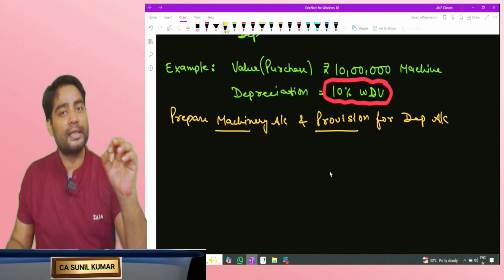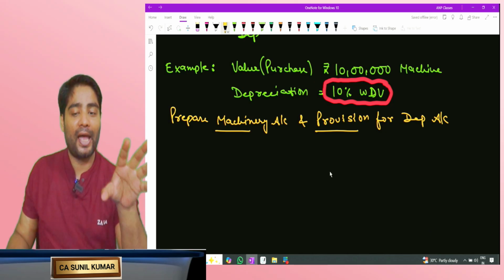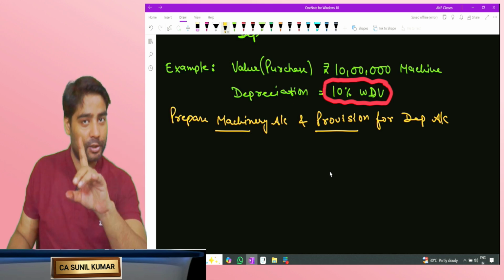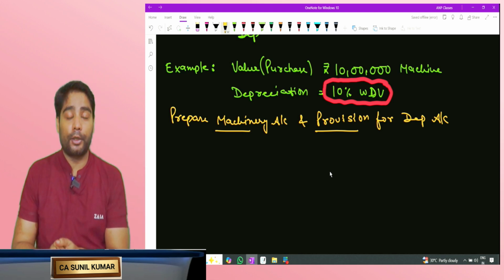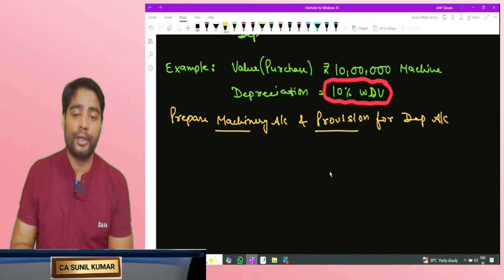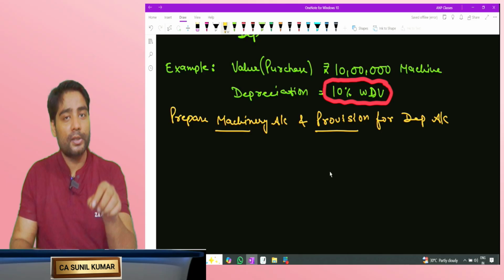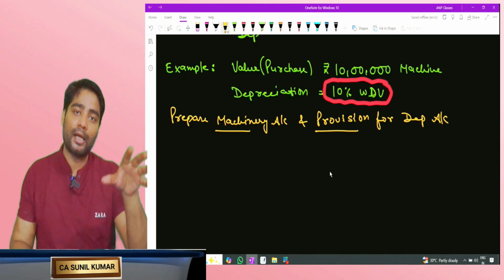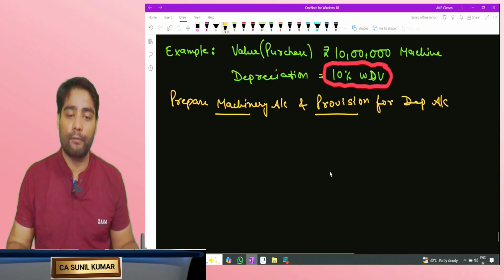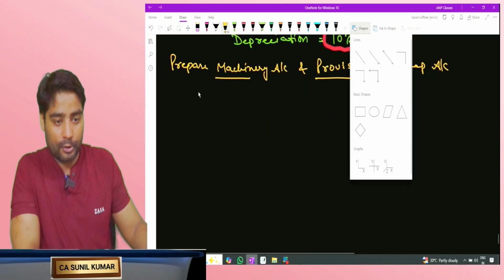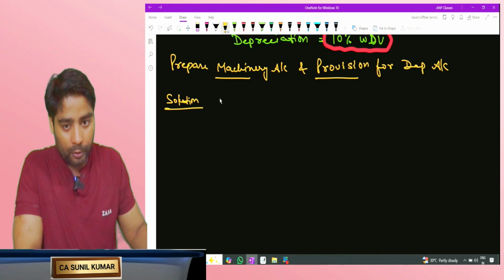Now in this question, it is not specifically written that you have to show the asset at its original cost. It is not specifically written. It asks me to prepare machinery account and provision for depreciation. And these two accounts are prepared when assets are shown at its original cost. So we have to prepare two accounts. Okay, solution.